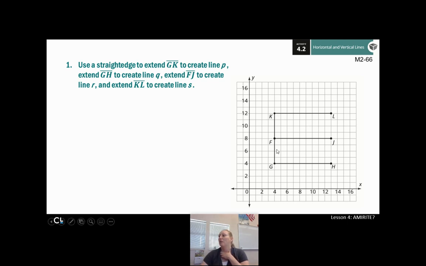So starting with GK, I just want you to extend it all the way out, put arrows on either side, and we'll make it line P. I'll show you what I mean. You might even want to use a different color just so it's easier to see. So I extended my line out, used a different color, used a straight edge to help me do it, and I'm going to name it line P.